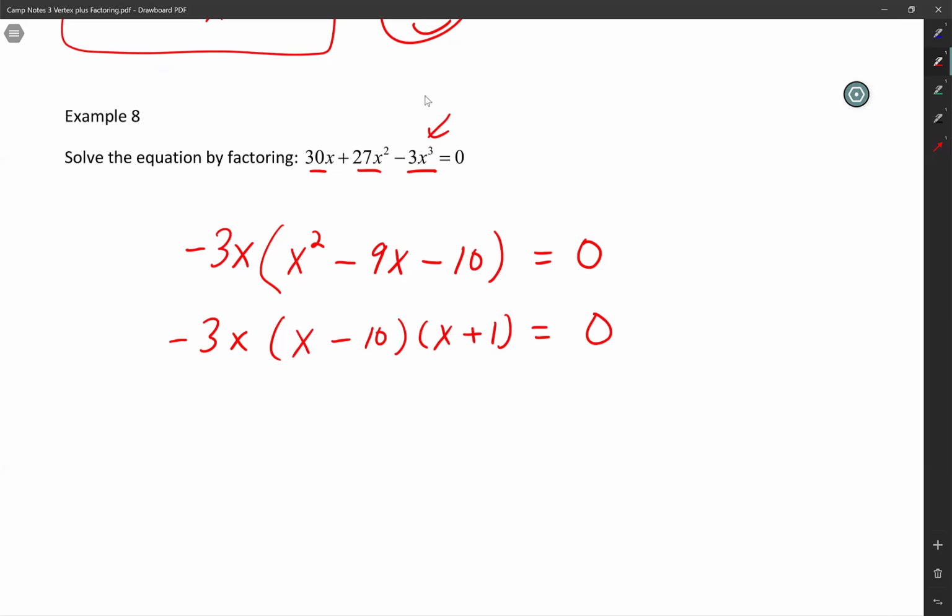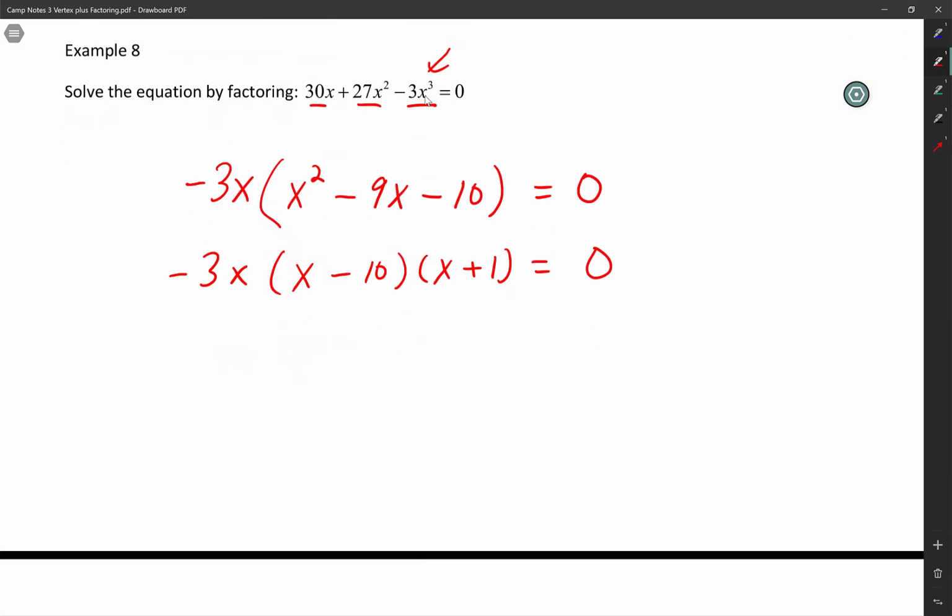All right, so now what we're doing is we're just solving for x here. Negative 3x equals 0, well, negative 3 times 0 is 0, and 0 times anything is 0, so that's one answer. And then if I make x equals 10, that would be another answer because 10 minus 10 is 0, and 0 times anything is 0. And then another answer is negative 1. Negative 1 plus 1 is 0. 0 times anything is 0.